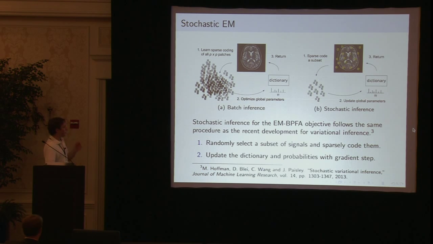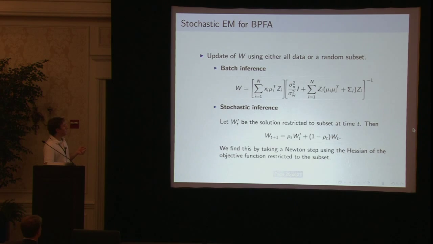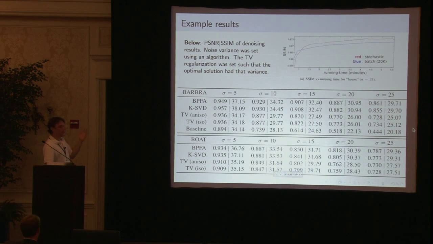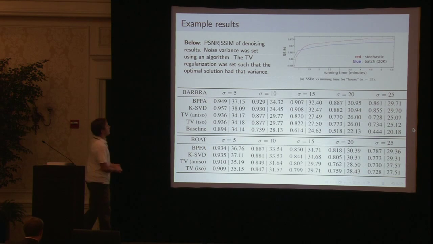It turns out that for this specific problem, updating one of the weights corresponds identically to stochastic variational inference, because EM and variational inference are almost identically the same thing, which is nice because that's a big machine learning technique now.